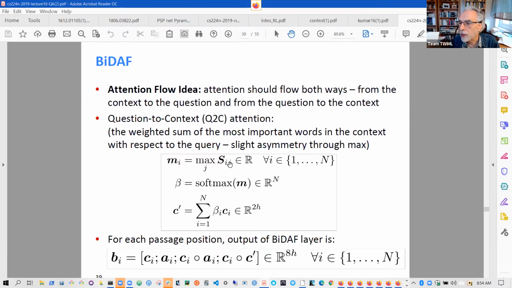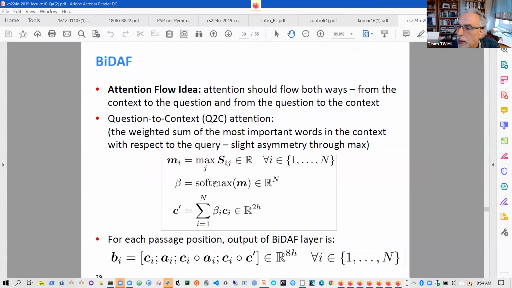It's the max over J of this thing. So it gives you the score of the question word that was the most aligned to the passage word I. So that's this M. You compute this M, and it's a vector, because of the max over J. For each I it's a real number, but taking it as a whole, it's a vector because it has n values, one value for each context word.